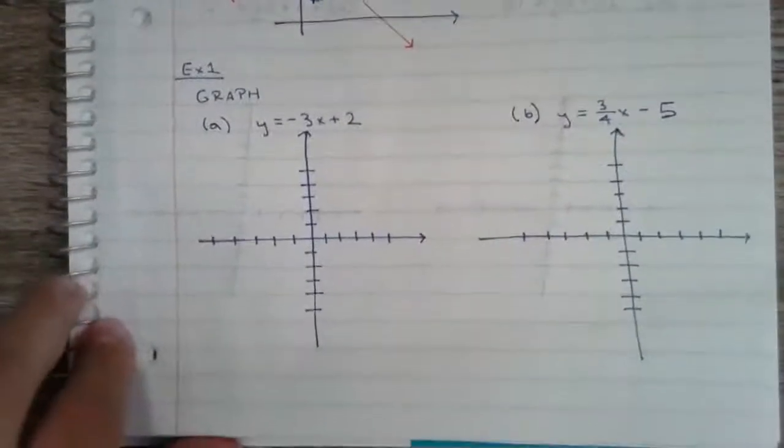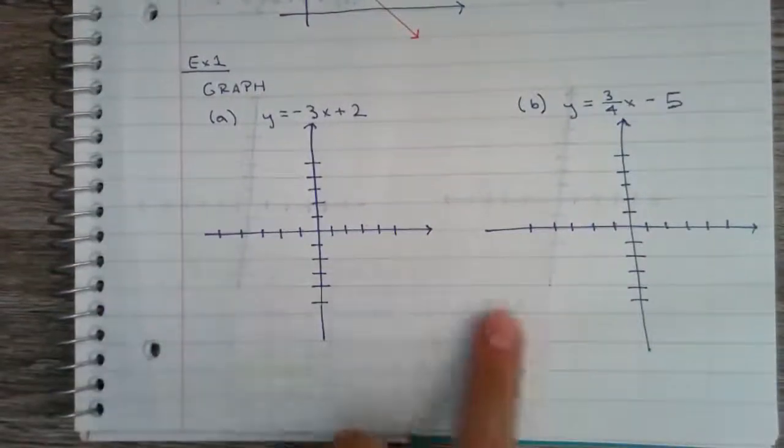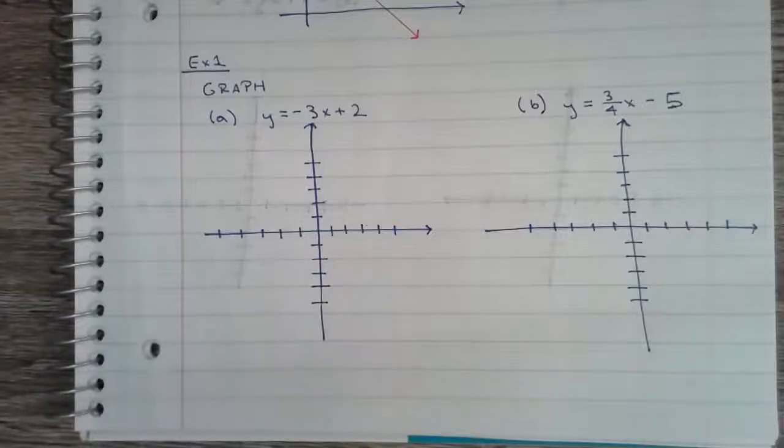Now go ahead and write down example number 1. Make sure you draw your graphs. Make sure to do these tally marks as well. I'm going to give you a moment, and then we'll go from there.